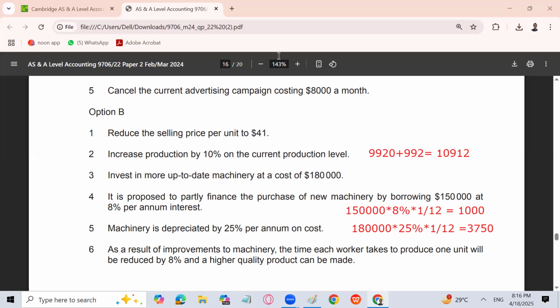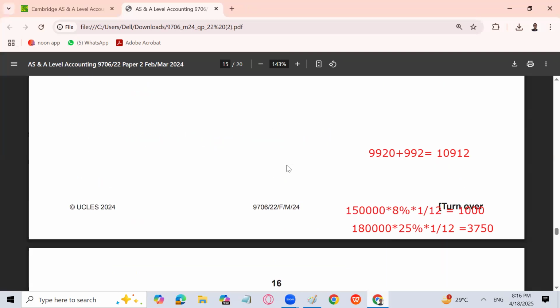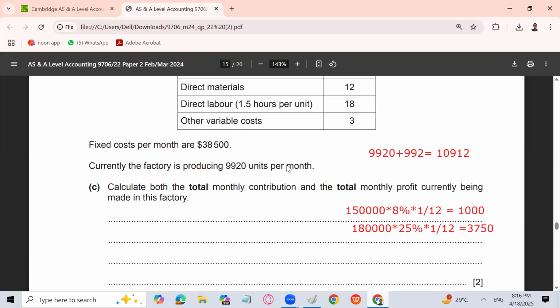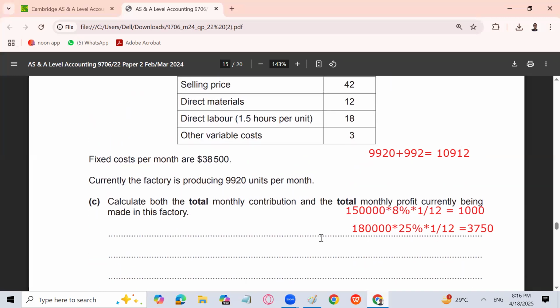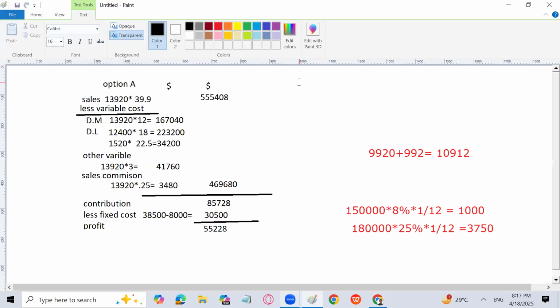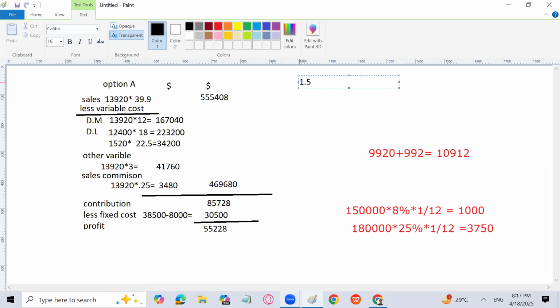So let's talk about the reduced time taken for producing 1 unit. The time to take 1 unit is 1.5 hours, at the rate of 18. So now the time taken has been reduced by 8%. So let's calculate 8% of 1.5. 0.12. Now you will calculate 1.5 minus 0.12 because that time has reduced.